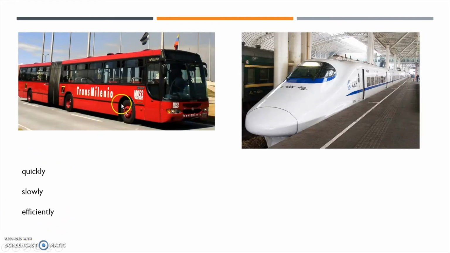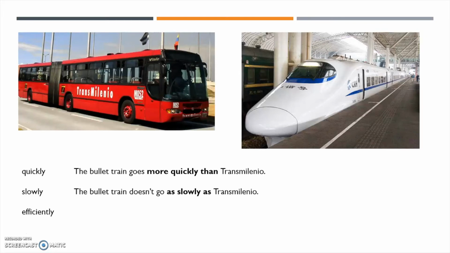Okay, this is Transmilenio, and this is the bullet train they use in China, the bullet train. Okay, here are some possible answers. The bullet train goes more quickly than Transmilenio. The bullet train doesn't go as slowly as Transmilenio. The bullet train operates more efficiently than Transmilenio.